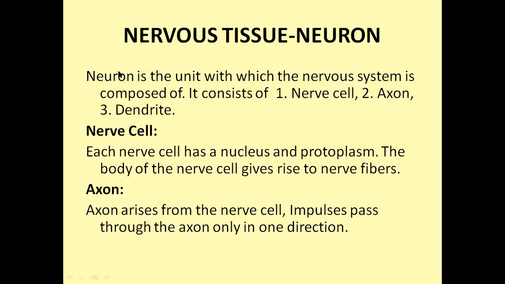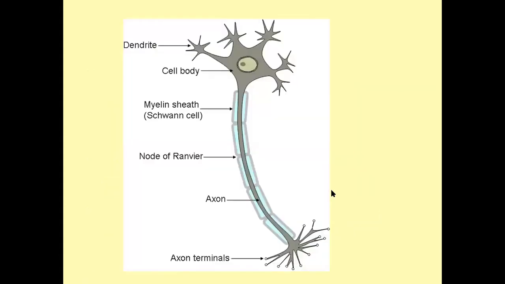So the basic structure and function of nerve tissue is called a neuron. Neuron is the unit which the nervous system is composed of. It consists of nerve cell body, axons, and dendrites. Each nerve cell body has nucleus, protoplasm. The body of nerve gives rise to nerve fibers. Axons arise from nerve cell. Impulses pass through these axons only in one direction.